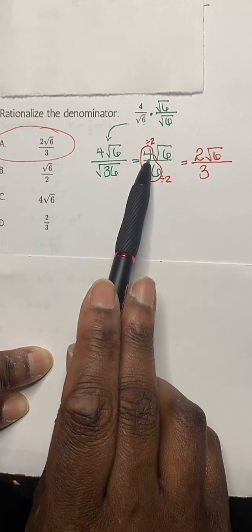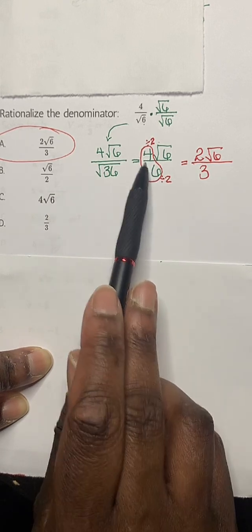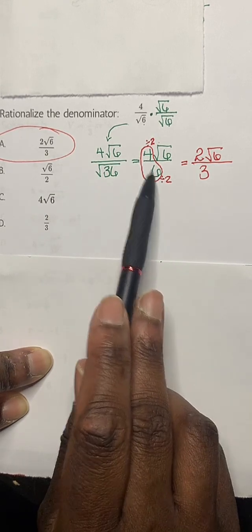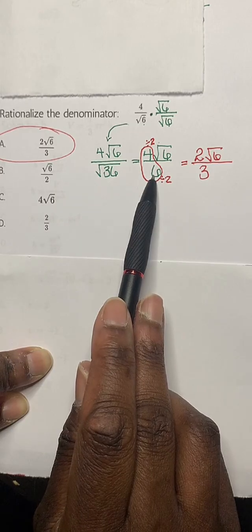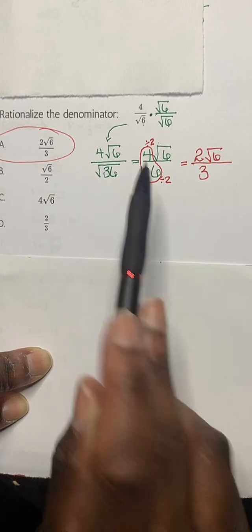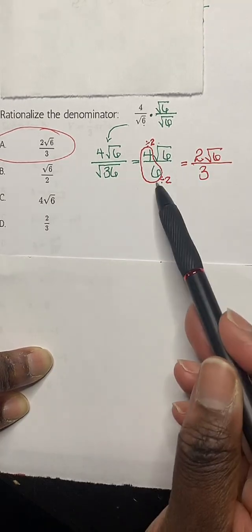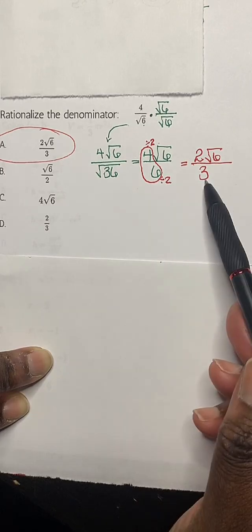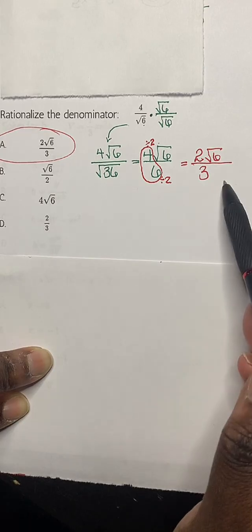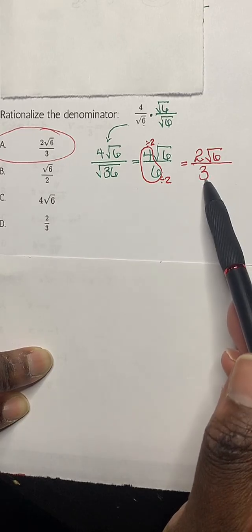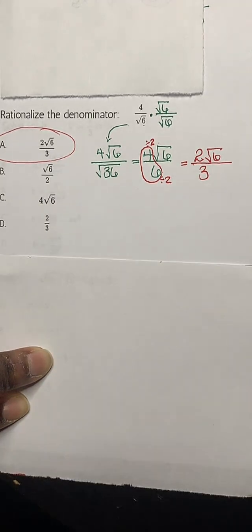Now we can simplify the 4 and the 6 because they're both rational numbers, okay? 4 and 6 are both even numbers, so that means they are divisible by 2. If I do 4 divided by 2, it will give me 2. If I do 6 divided by 2, it will give me 3. So my simplest form by rationalizing that denominator is going to be 2 square root of 6 over 3.